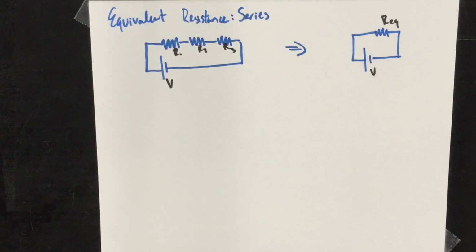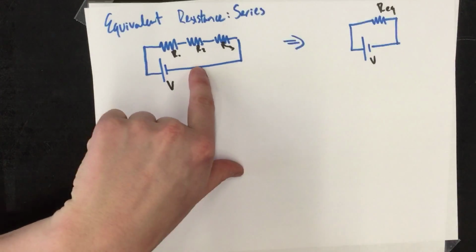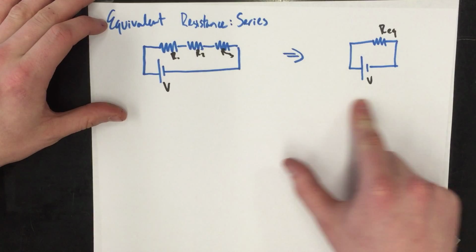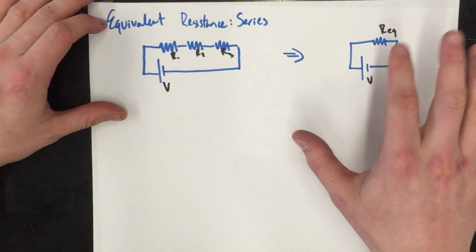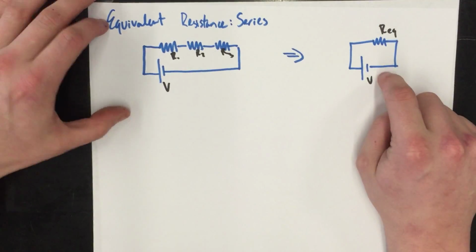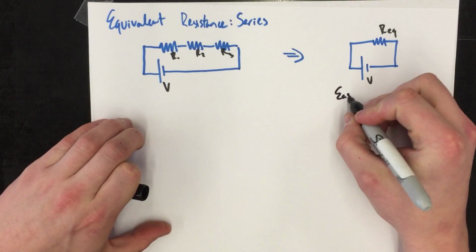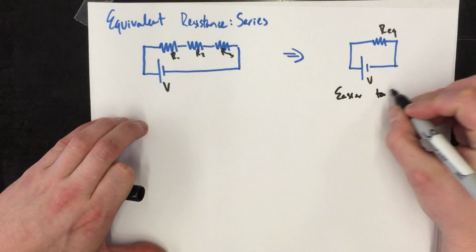The topic of this video is equivalent resistance in series circuits. Here I have a series circuit with 3 resistors in it, all hooked up to a battery. And the goal of working with equivalent resistance is that you would turn something like this kind of circuit into one that looks like this, that's equivalent, because this is far easier to analyze.